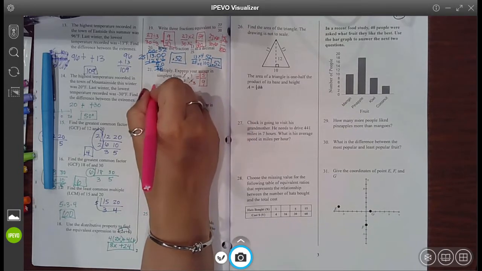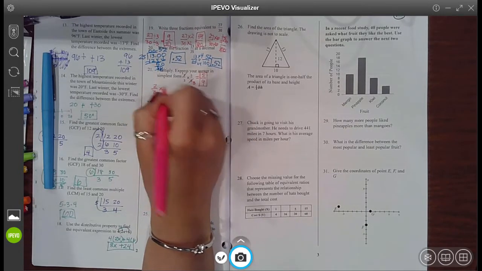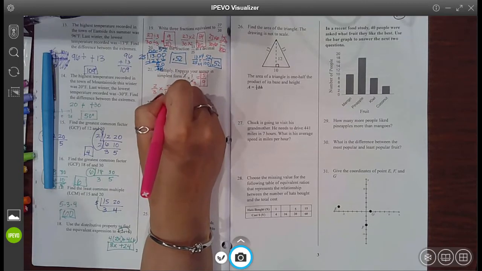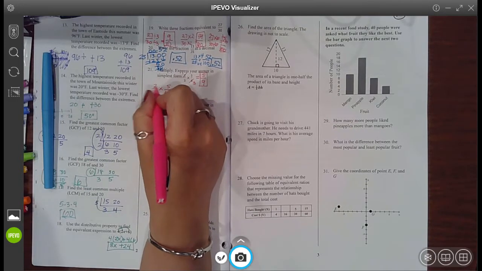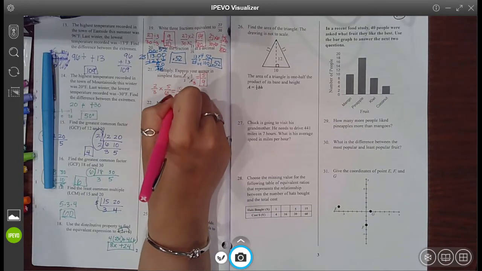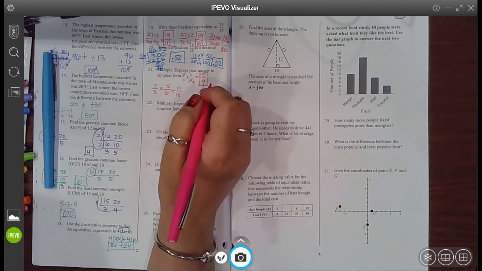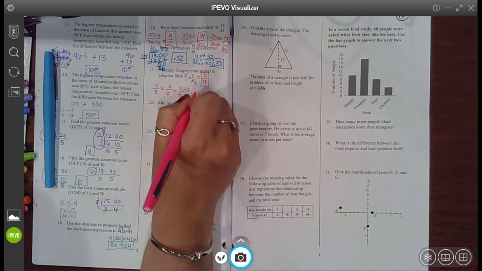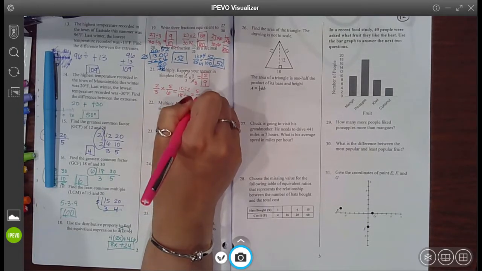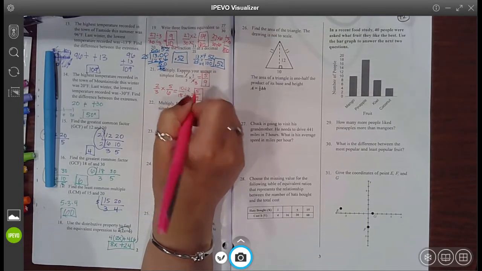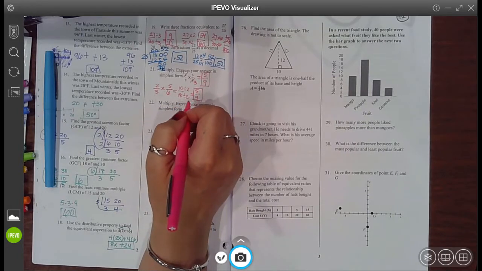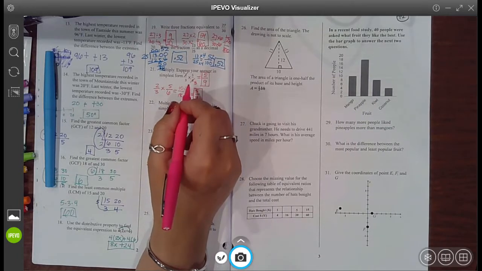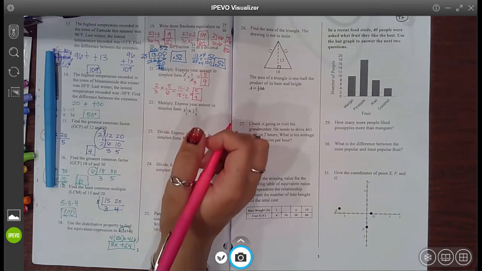If you don't like cross canceling, okay, to me that just makes it so much easier, then you would multiply across. 2 times 5 is 10, 3 times 6 is 18, and then you'd have to reduce it here. And you'd see, oh, okay, 2 can go into both of those. 10 divided by 2 is 5. 18 divided by 2 is 9. It's fine. You still get the same answer. It's just sometimes those numbers get really big. So it's just easier if you cross cancel if possible.